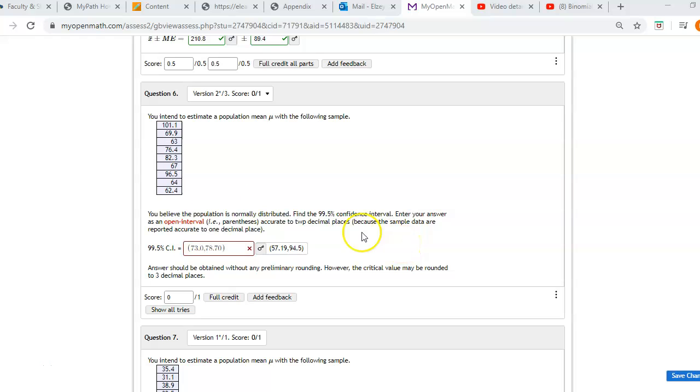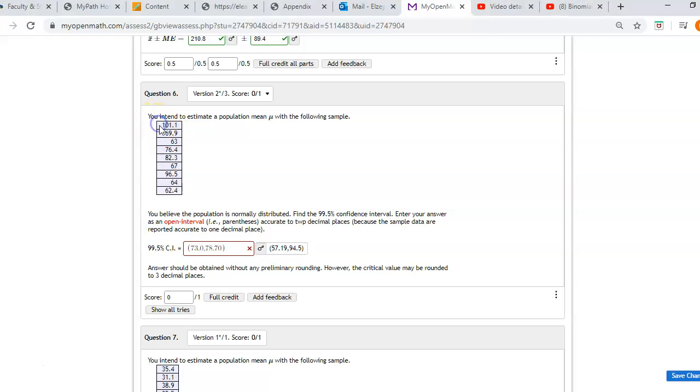Okay, so I've pulled up the problem that you missed here. Let's notice that we want a 99.5% confidence interval for the mean, and we want to be accurate to 2 decimal places when we're done. Then let's notice that our sample is small, and that's very important. There's only 9 in our sample, so this means we need to use the t distribution as we do our confidence interval.